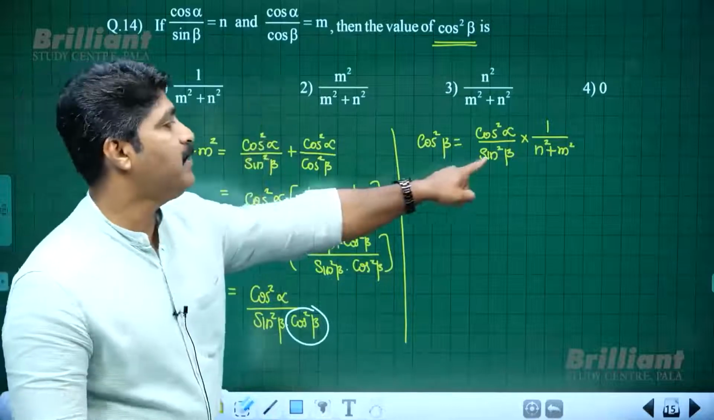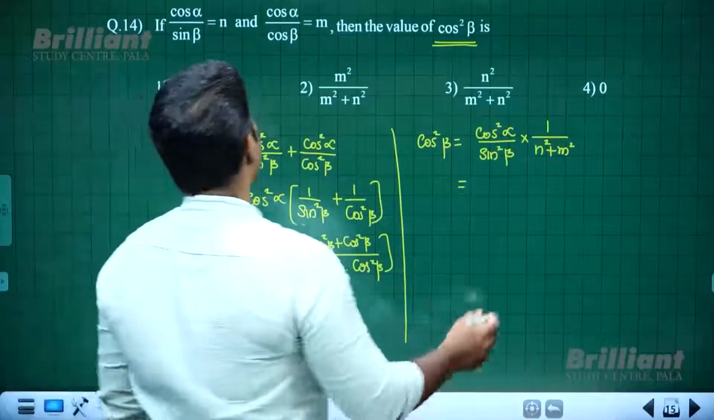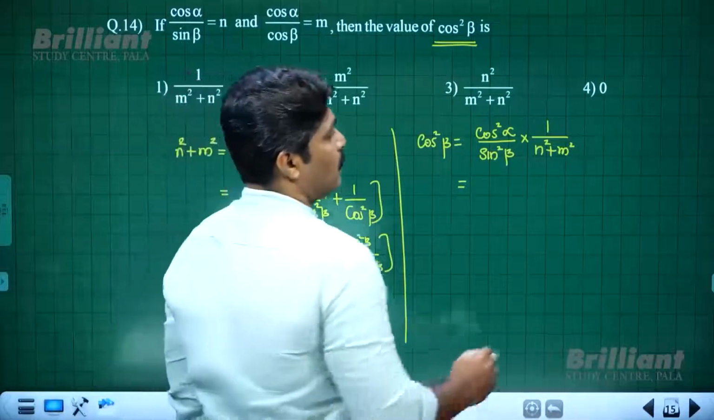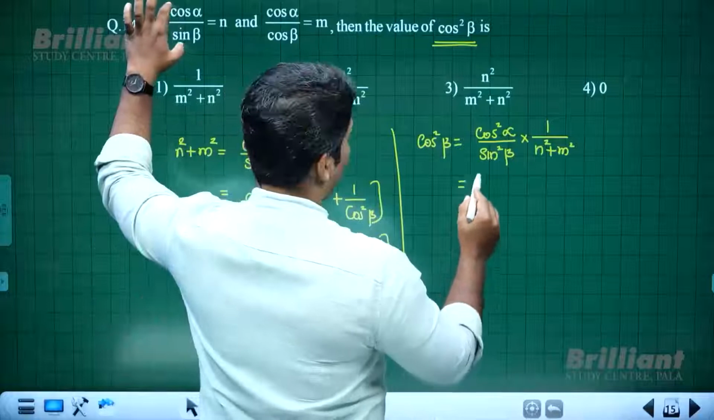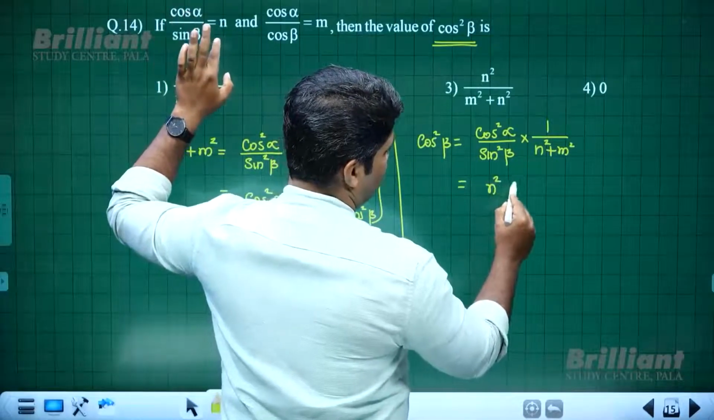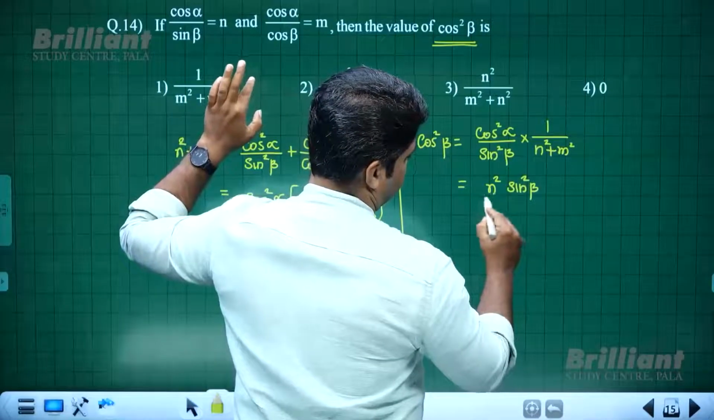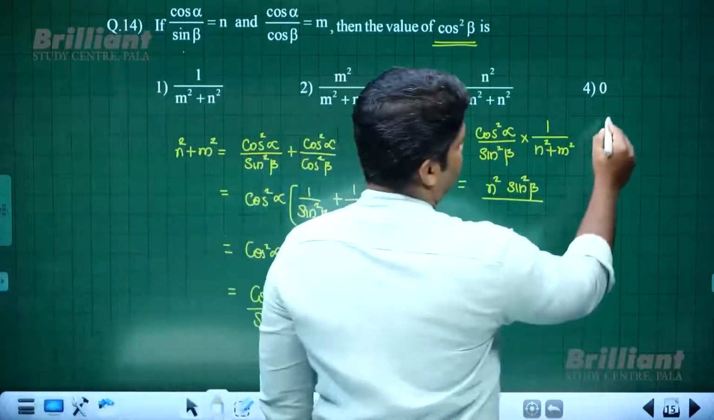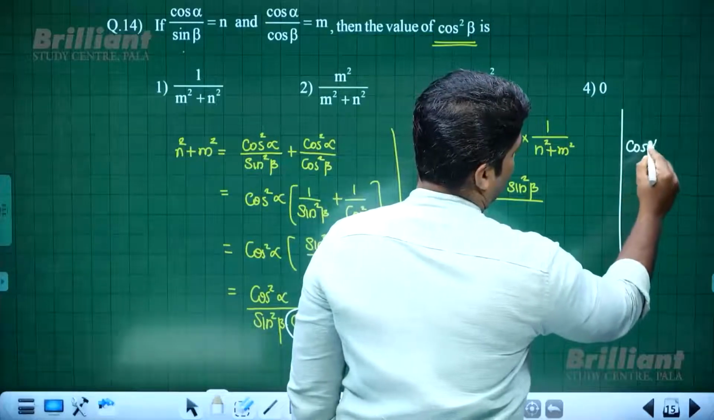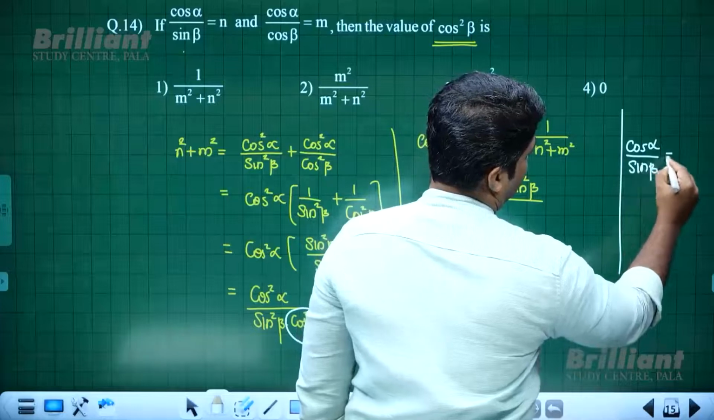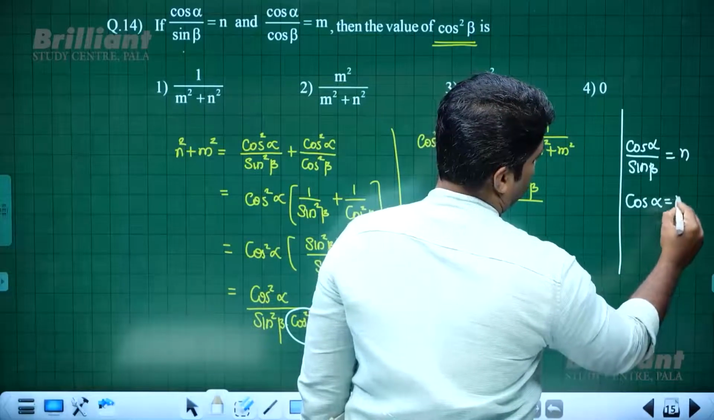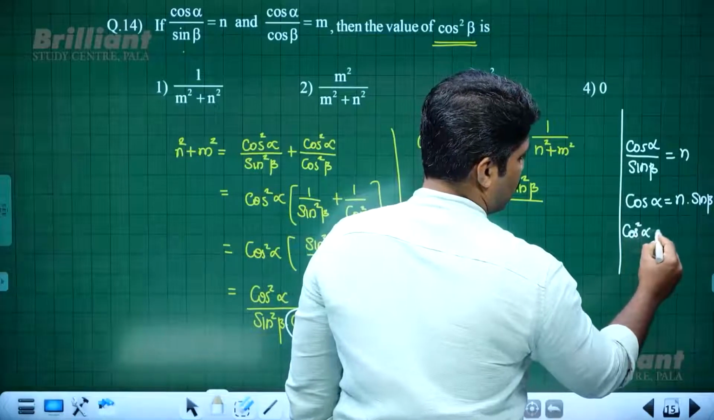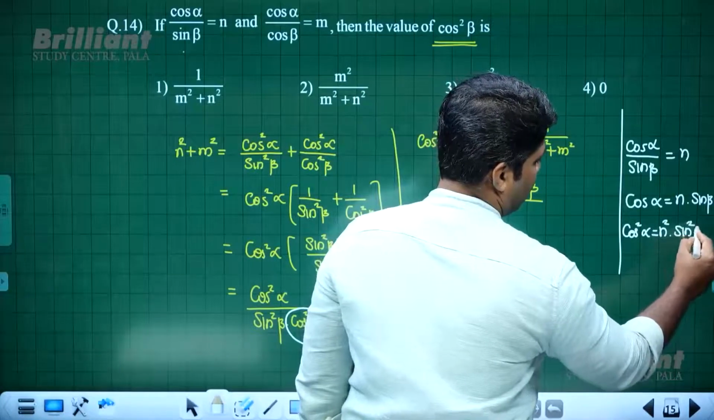Here, with the help of sin beta, we have to take this one. We know that cos alpha by sin beta is equal to n. Therefore, what is cos alpha? From this expression, cos alpha is equal to n into sin beta. Therefore, cos square alpha is n square into sin square beta. It is given that cos alpha by sin beta equals n, so cos alpha equals n into sin beta, and cos square alpha is n square into sin square beta.